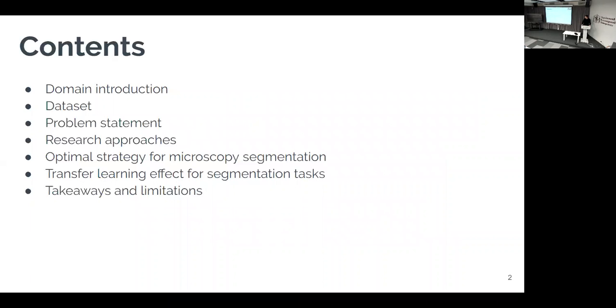So I will make a brief domain introduction into the microscopy, then I will describe the data set that we were working with, and make a problem statement, what questions we wanted to answer in this work. Then I will describe research approaches that we used in this work, and we will move on to the results of the experiments in terms of what is the optimal strategy for microscopy segmentation, and what is the effect of transfer learning for segmentation tasks. And we will wrap it up with some takeaways and limitations.